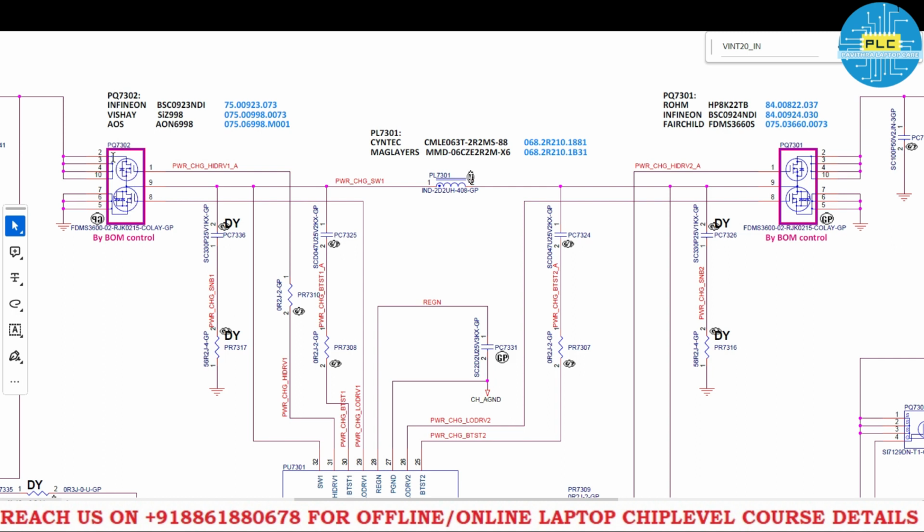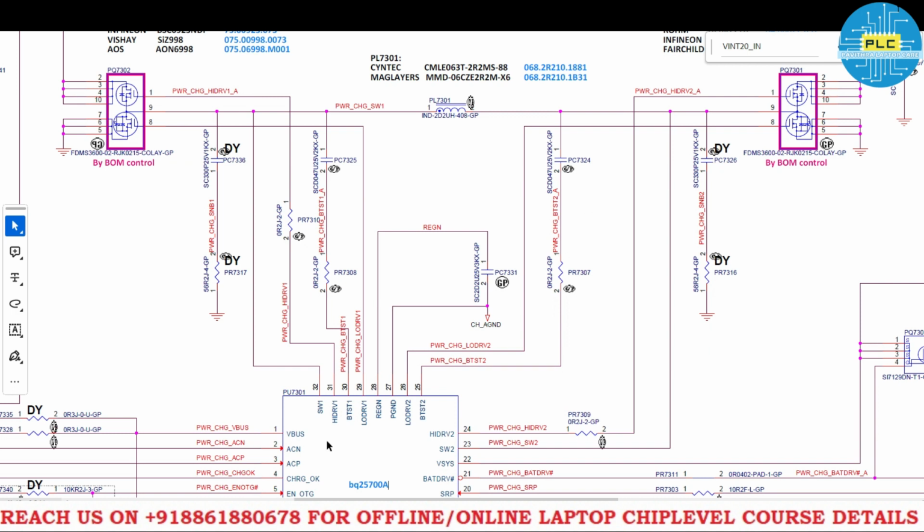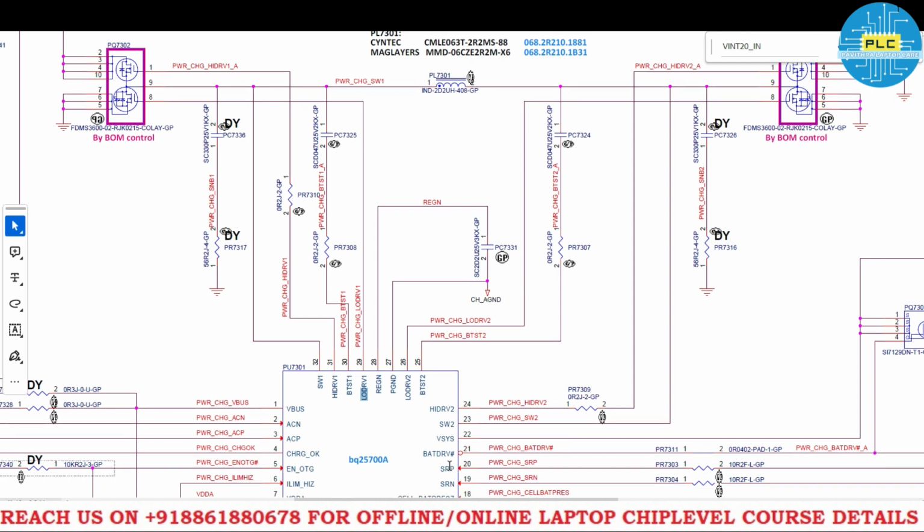One is Q1, this one is Q2. Here it's Q3 and Q4. Sorry, Q1, Q2, Q3, Q4. We'll consider it by order. Q1 and Q4 are connected to high drive. See, high drive 1, Q1, and this one is Q4, high drive 2. These are the low MOSFETs. It's low drive 1, Q2, and here is Q3, low drive 2.